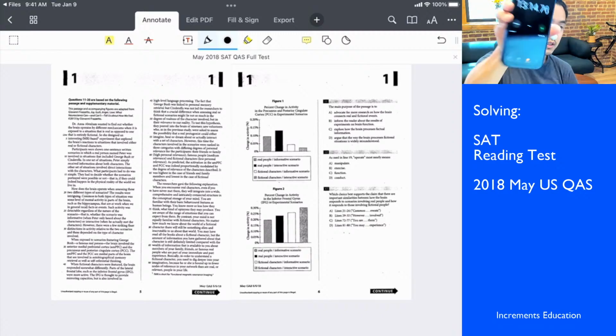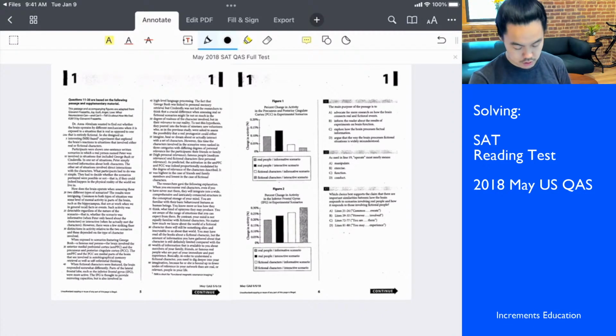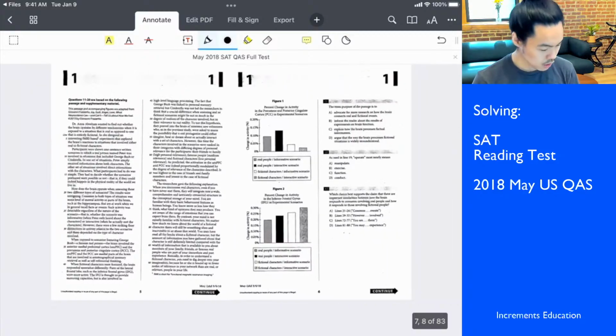I'm at 13 minutes and 14 seconds, or 13:15, right? Here we go. 3, 2, 1, let's go.